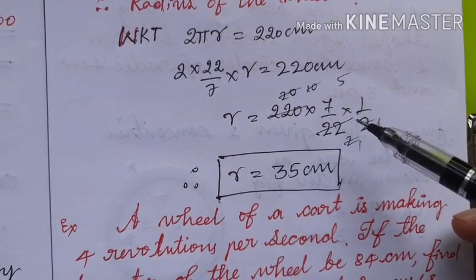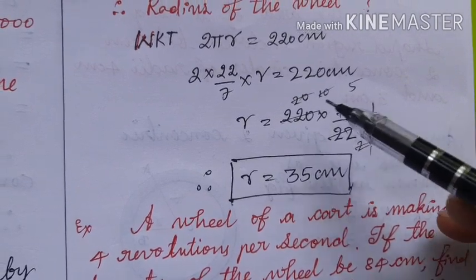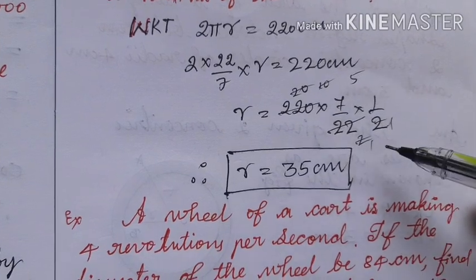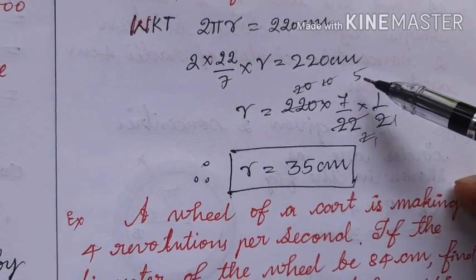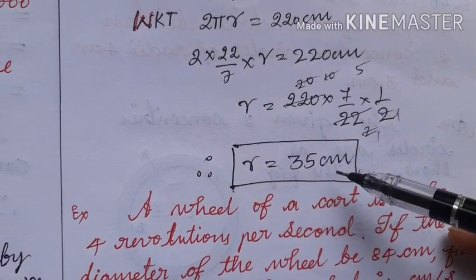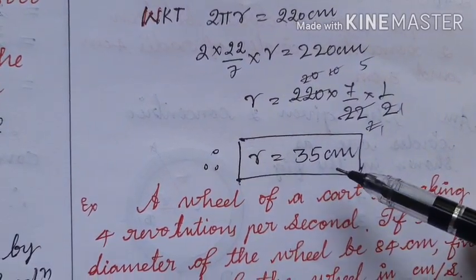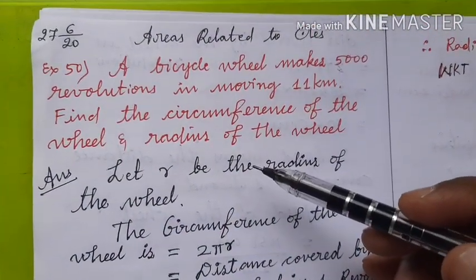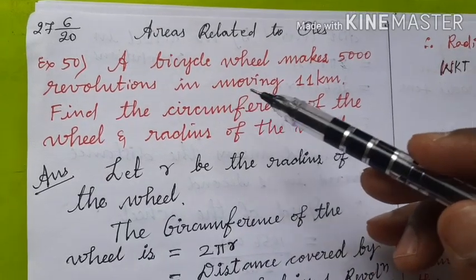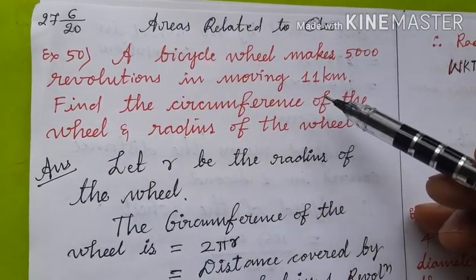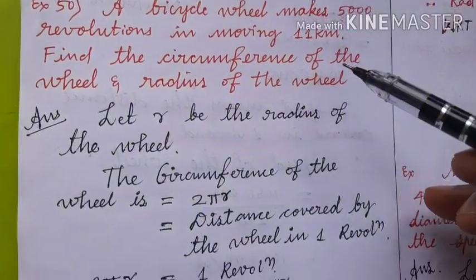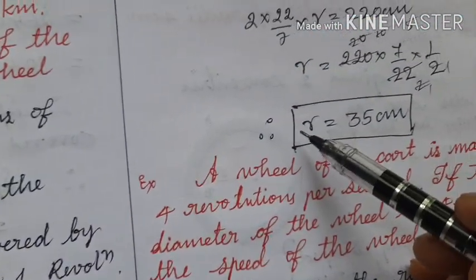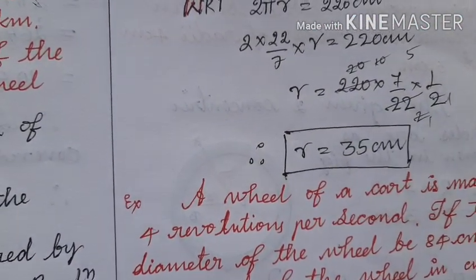When we cancel, 11 2s are 22 and 11 20s are 220, then 2 1s are 2, 2 10s are 20. Then here 2 1s are 2, 2 5s are 10. So children, 5 7s are 35 centimeter. Therefore the radius of the wheel is 35 centimeter. Hence in this problem we found that the bicycle wheel, which makes 5,000 revolutions in moving 11 kilometer, has the circumference equal to 220 centimeter and the radius as 35 centimeter.